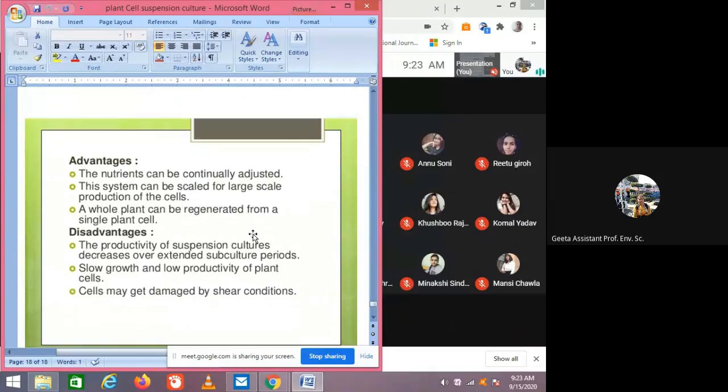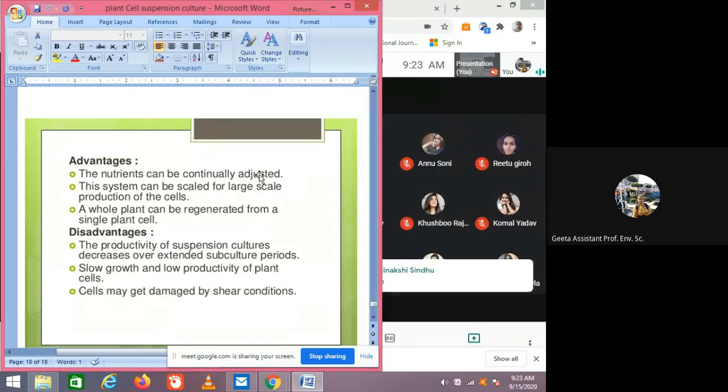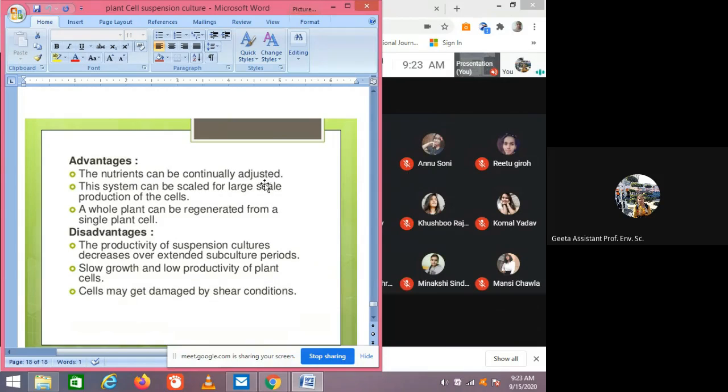Then what are the advantages of plants as suspension culture? You can continuously add the nutrients, so nutrient depletion is not there in the system. Then the system can be scaled. Scaled means if you have to culture a large number of cells, then solid media is not good. We go for cell suspension culture because of large scale production of cells. When we go for a bioreactor, we have to go for large scale production.